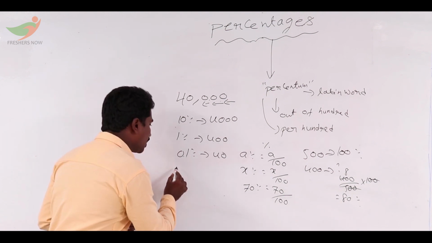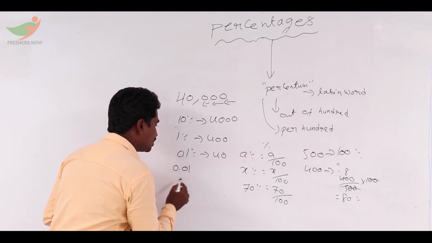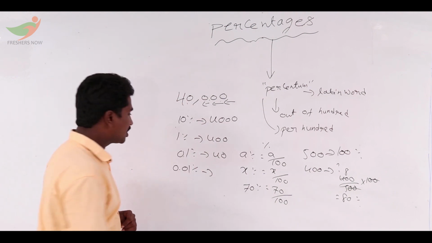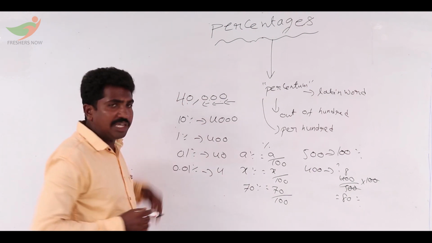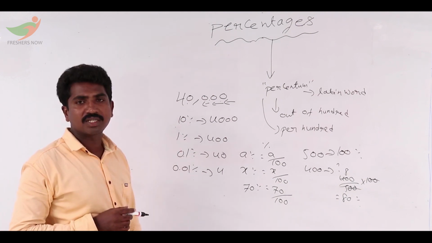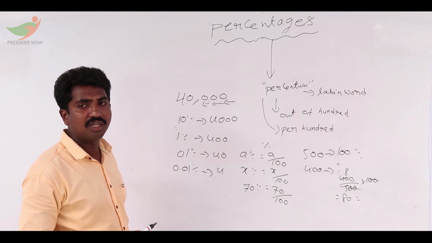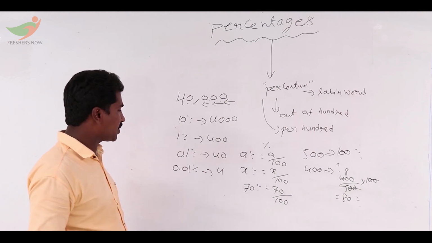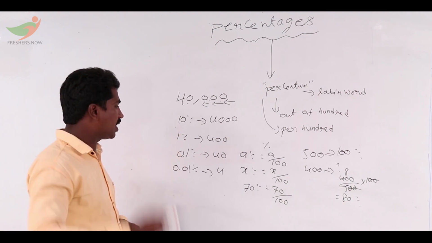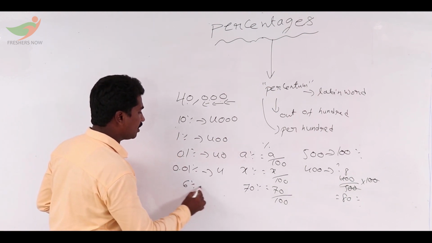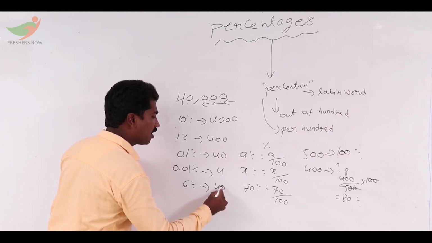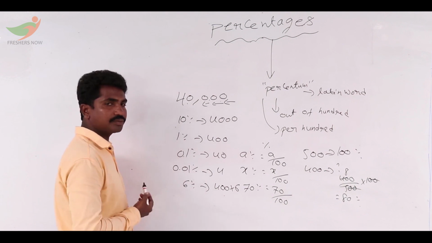Like that, for the 0.01% value, put a point after 4 digits from right, so 4. If we know 10%, 1%, 0.1%, 0.01%, we can easily find 4%, 20%, 40%, 0.02%, 0.003%. If you want to find 6%, here we know 1% is 400, so 6% is 400 into 6.